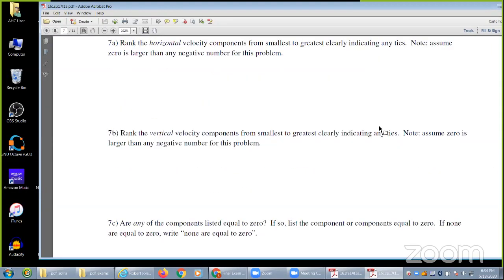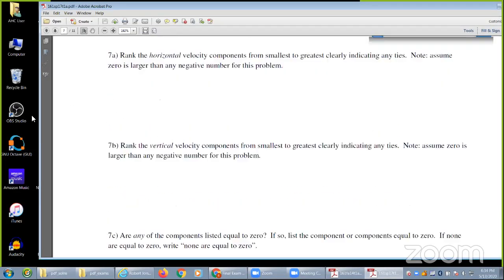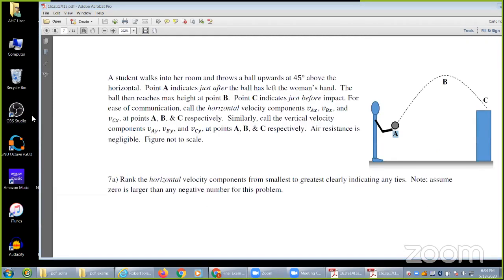At which point is acceleration the greatest? At which point is acceleration the greatest? Between A, B, and C.